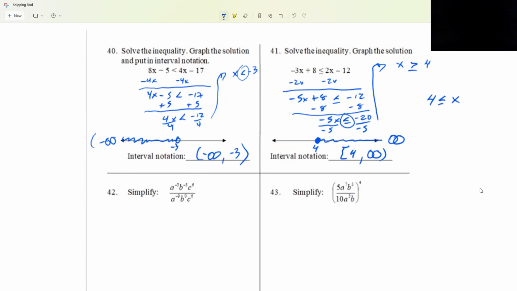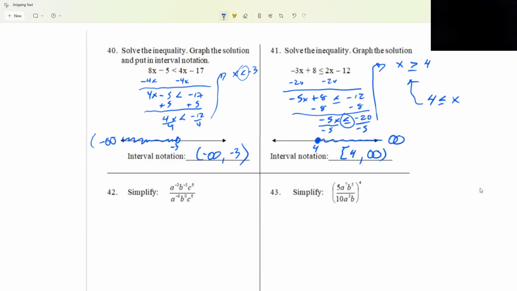Okay, when your variable's over on the right, you can't use that inequality like an arrow telling you which way to shade, okay, because it'll be opposite. So what you do is you just flip it around and make it look like that, okay, and then you're okay.